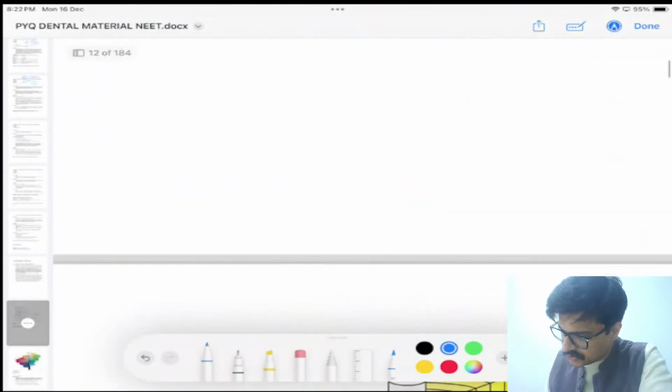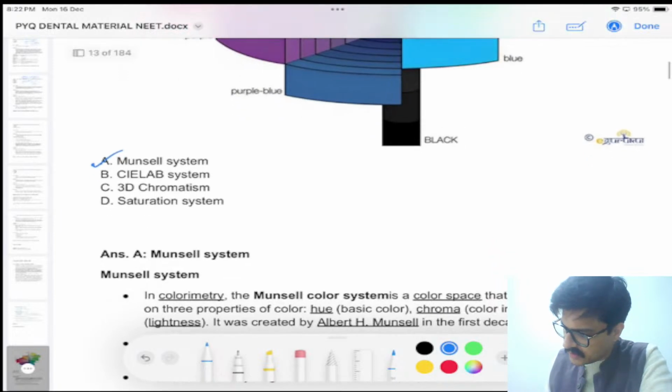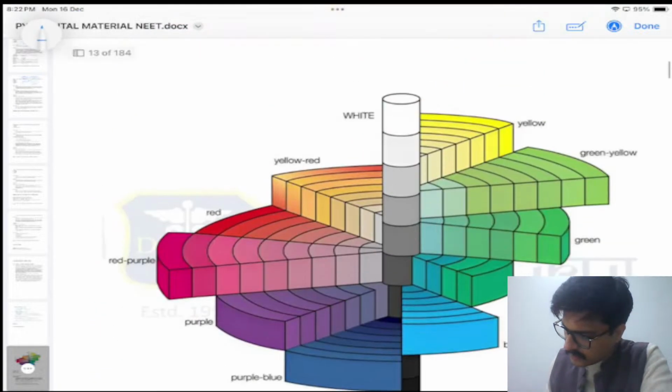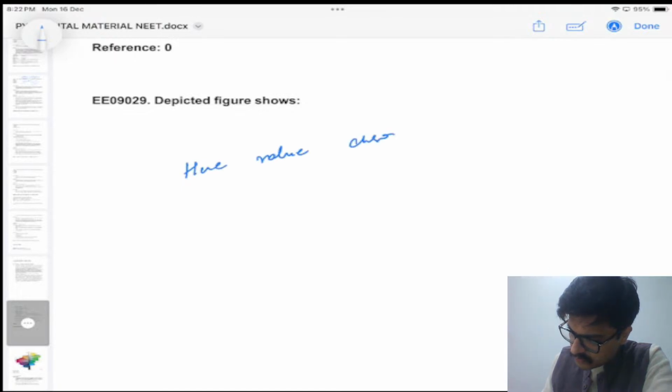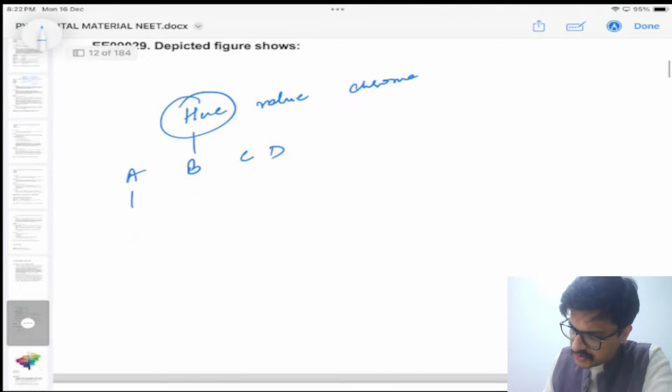The depicted figure shows the Munsell system. What are the other things that you need to remember here, guys? The Munsell system, the three dimensions of color: hue, value, chroma, right? Hue is the dominant color of the object. When you say Vita classical shade guide A, B, C, D, what does A represent? Which hue?